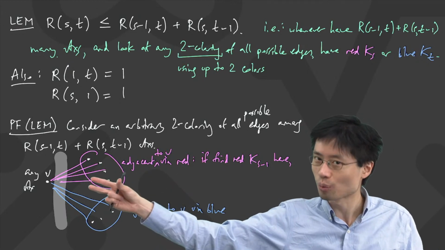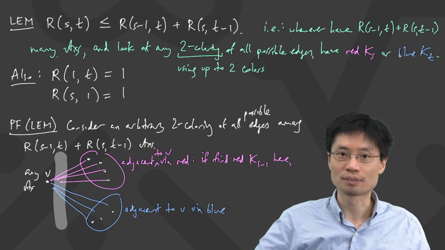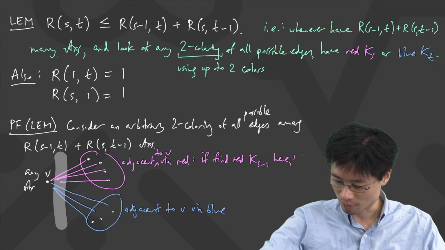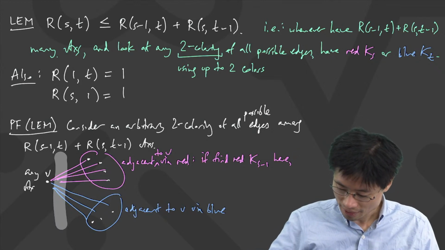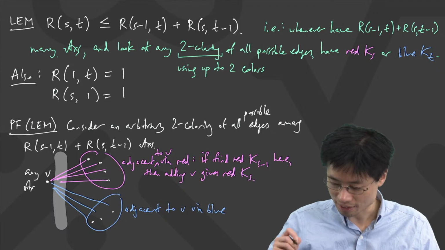A red K_{s-1} is enough, because I'm going to add one more to finish it. So if I had this, then plus v, let me just write with more space. If I find this, then adding v gives a red K_s.